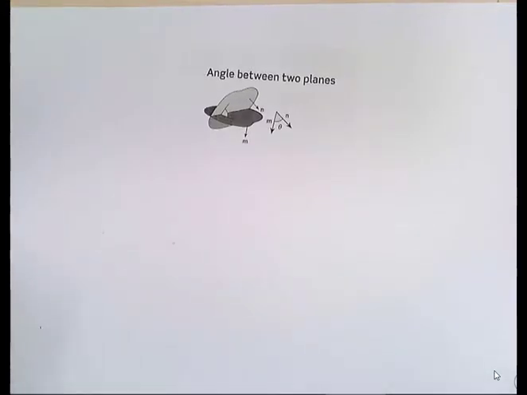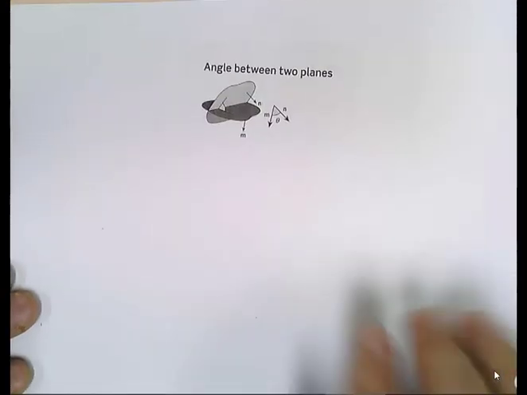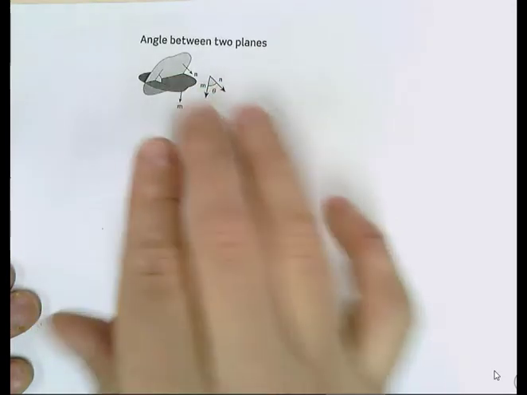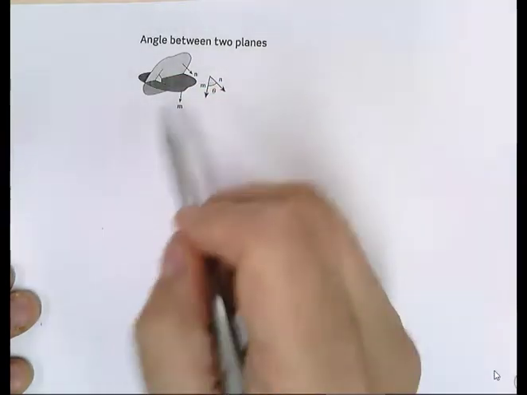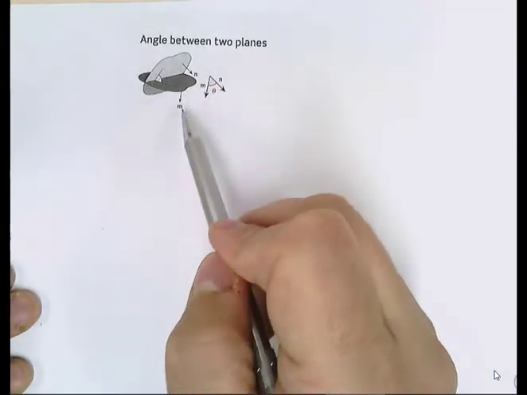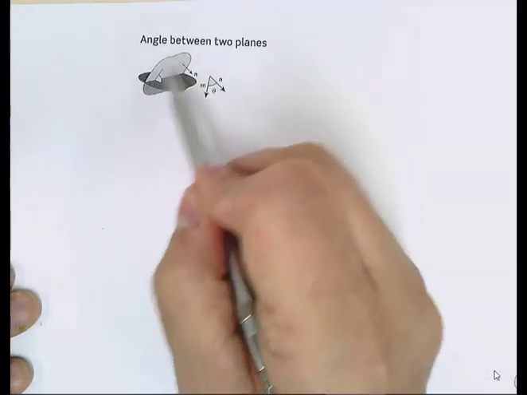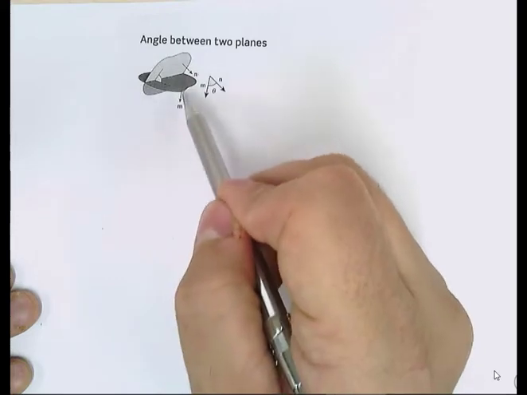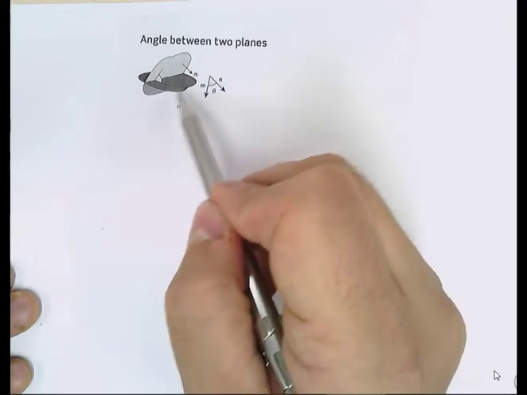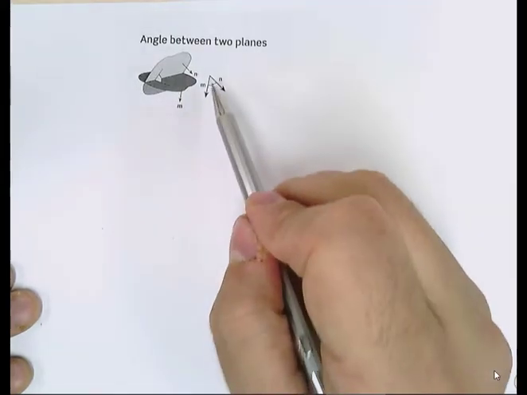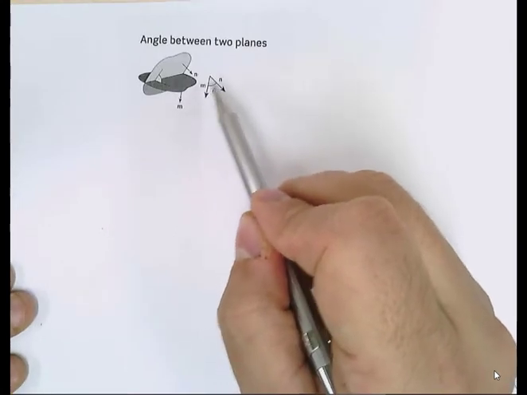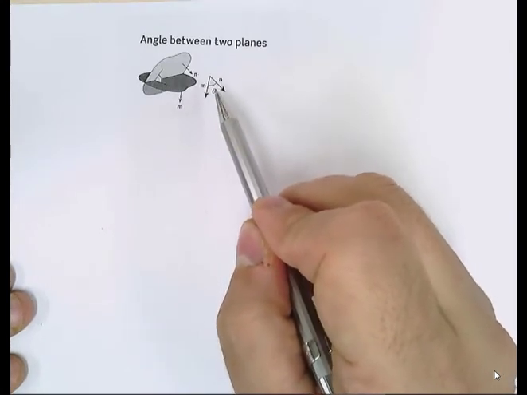Hello, now we are going to talk about how to find the angles between two planes. If we have two planes, we're going to need the normal vectors of both planes to be able to figure this out. So if we have a normal vector n that's perpendicular to this plane, and normal vector m that's perpendicular to this plane, then we can use those two normal vectors to find the angle between the planes.